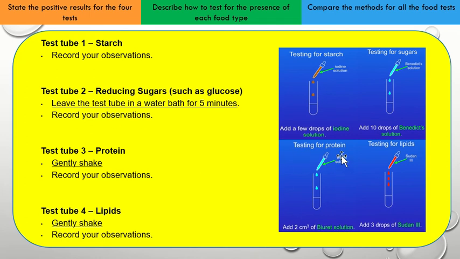Protein, we're going to use Biuret solution. We're only going to add 2 centimeters cubed of this, which we'll be able to measure using our pipettes. Once you've done that, you will gently shake and once again record your observations. And then for this last one, for fats or lipids, we're going to use Sudan 3, add 3 drops of that. Very same as the protein one, we're going to gently shake and record our observations.